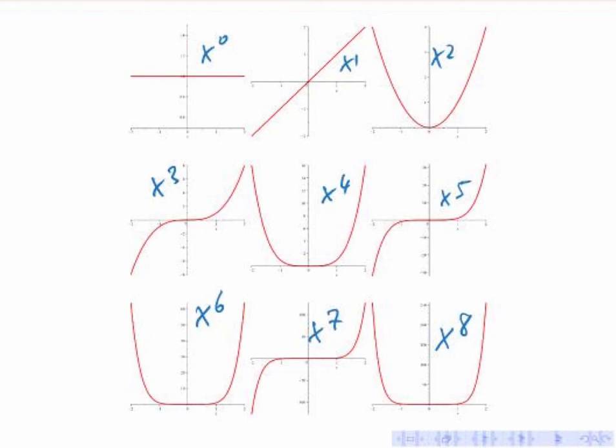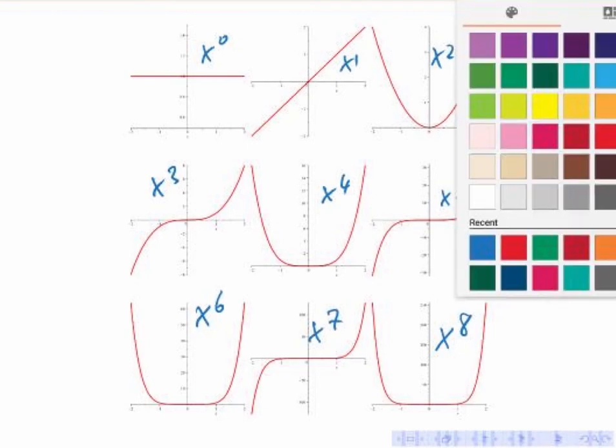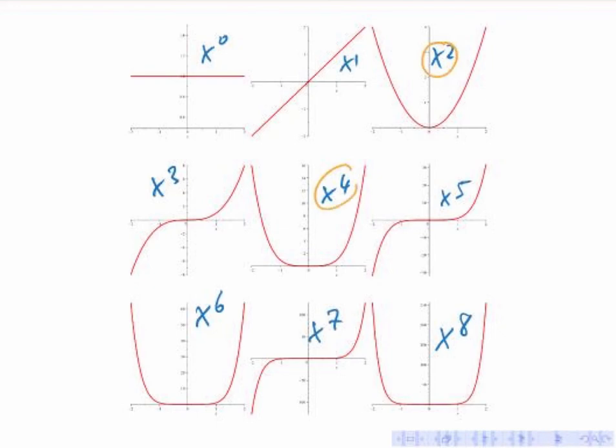So if you look at this closely, then you have a pattern, right? You have all the even indices, so let's maybe mark them in orange. So this guy, this is all concave up.